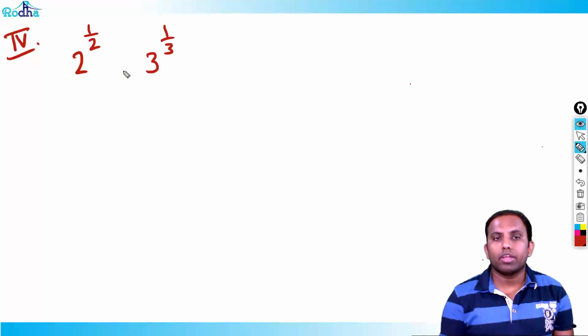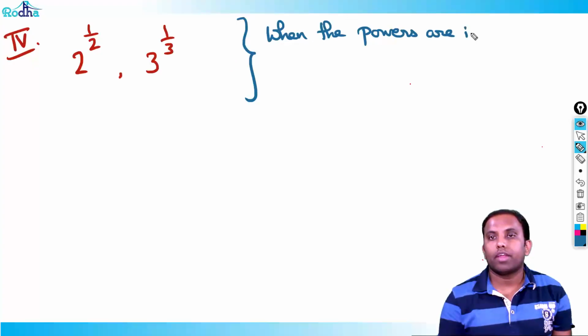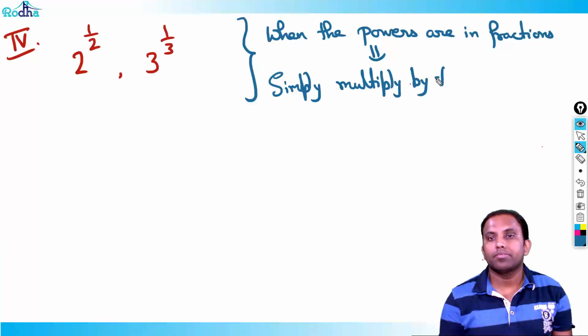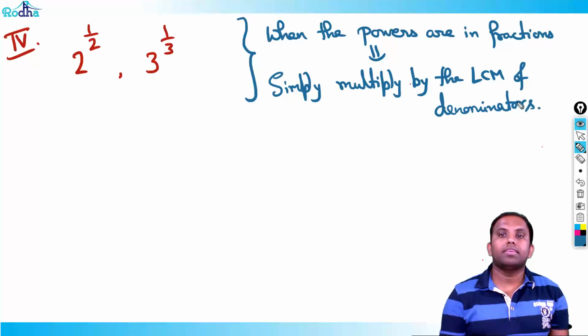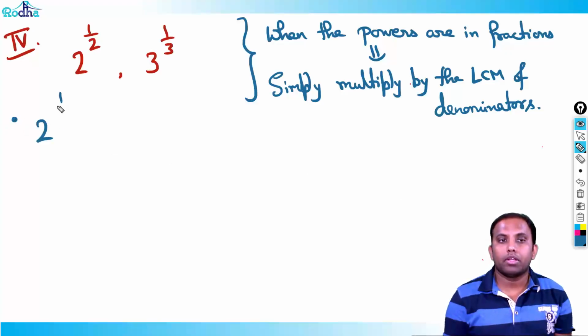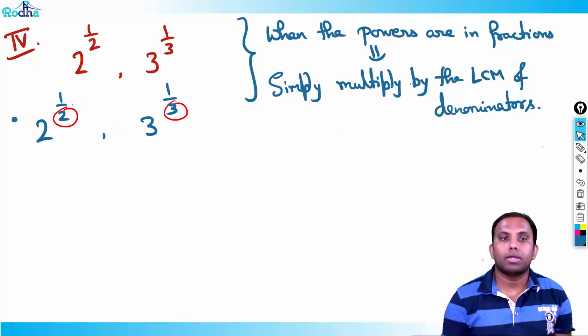Okay. So in this case, what do we do? Again, a similar kind of logic. We multiply by the LCM of the numbers. So here we'll write the logic as: when the powers are in fractions, simply multiply by the LCM of denominators. So that basically means, if the numbers are 2 raised to 1 by 2 and 3 raised to 1 by 3, what is the LCM of denominators 2 and 3? LCM is 6. So multiply by 6 to get the answer.